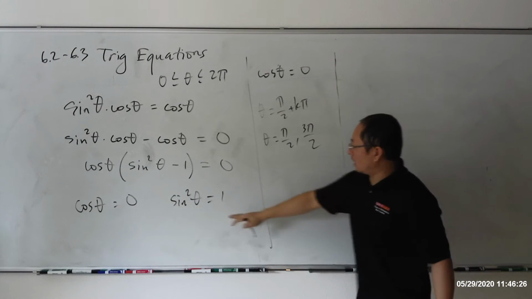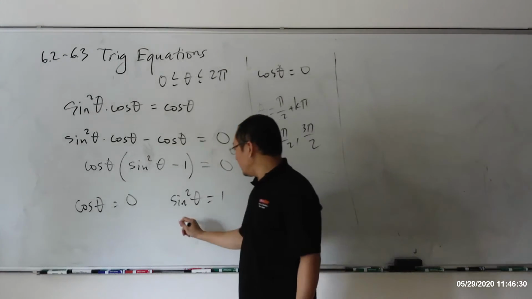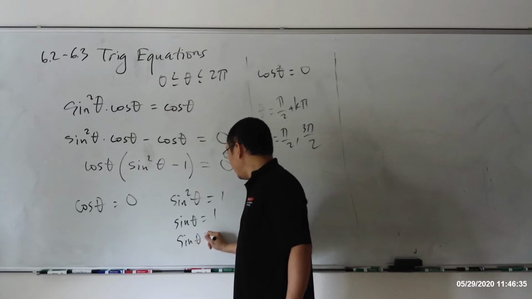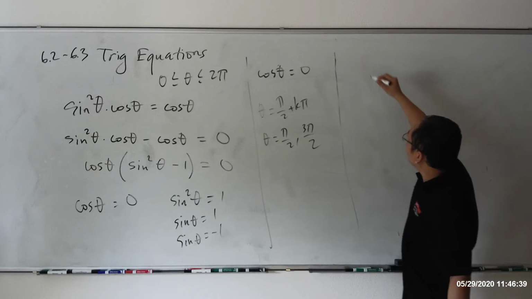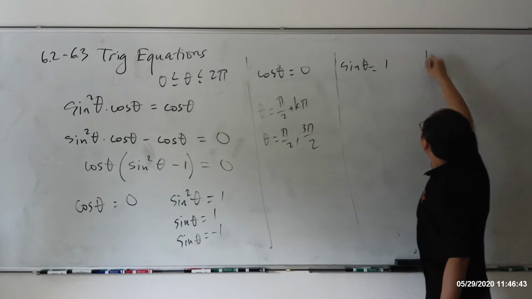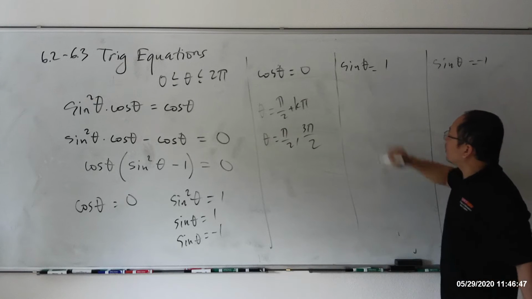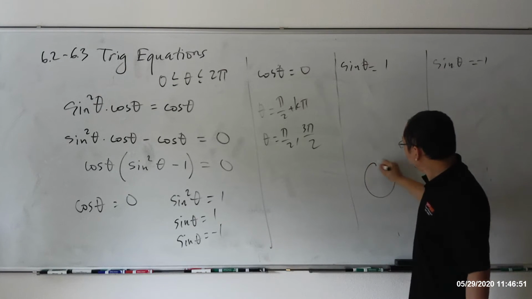And then, the second one right here, sine squared theta equal to 1, we have two cases. Either sine theta equal to 1 or sine theta equal to -1. So actually we have three equations to worry about. Sine theta equal to 1, and then we got to talk about sine theta equal to -1. Start with 1. And same old question, what angle makes sine equal to 1?